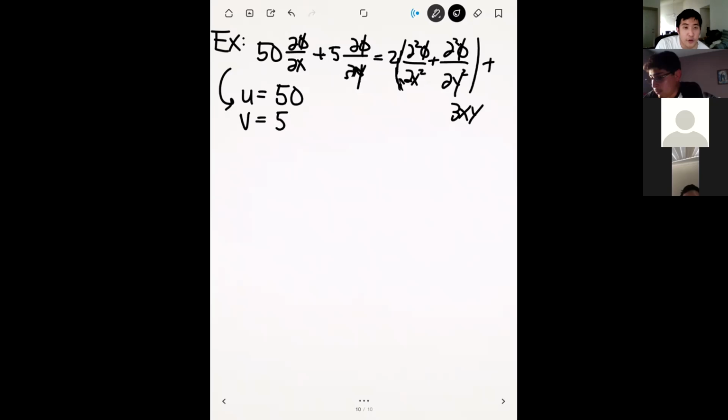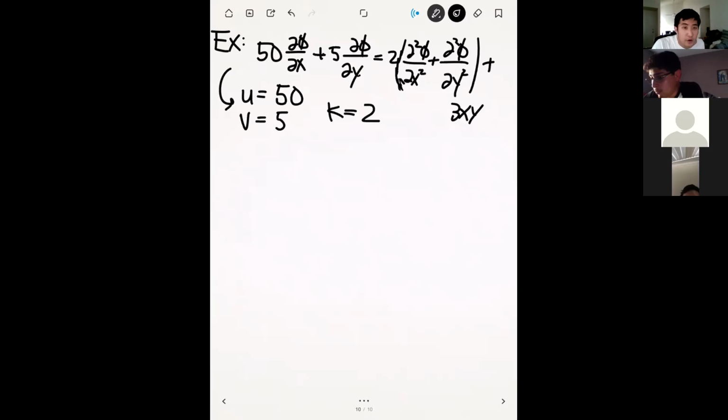Next, let's take the coefficient in front of d phi dy, and that's going to be our v term. So our v is going to be 5 because that's the number that's in front of d phi dy.